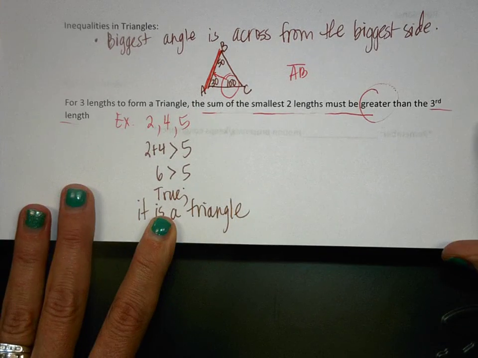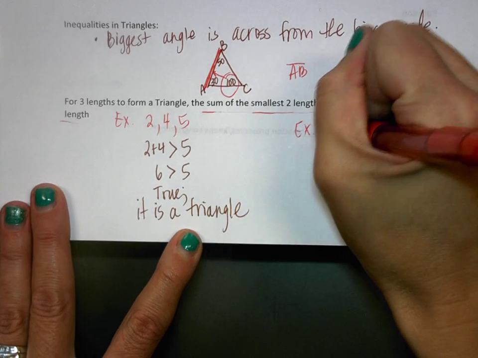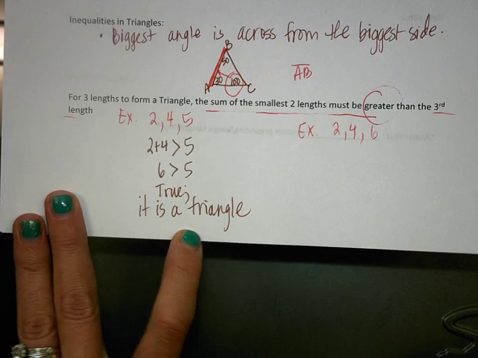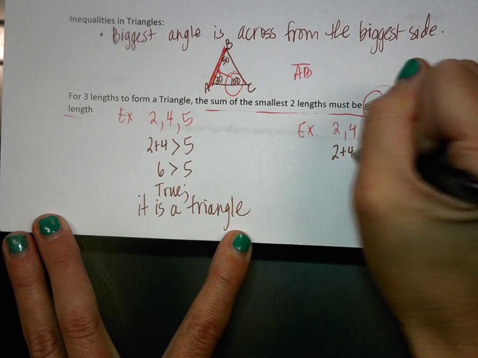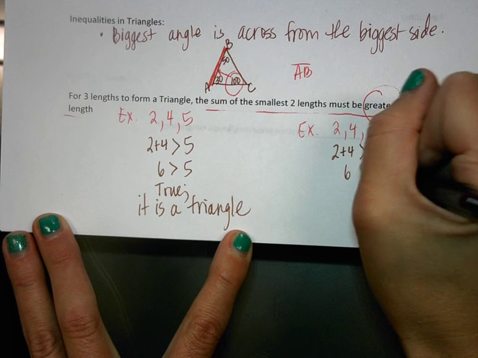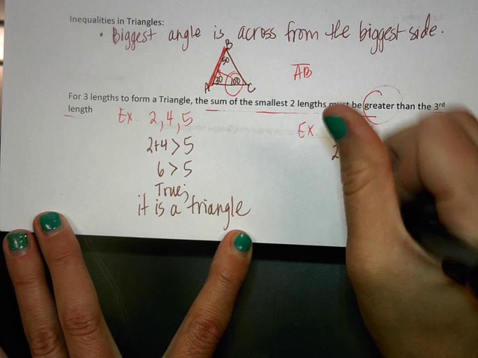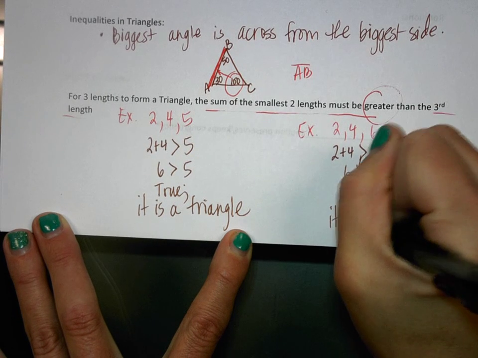Now let's say we have a triangle that is 2, 4, and 6. Is that going to be a triangle? Good. So if we add 2 plus 4, is that greater than 6? Is 6 greater than 6? No. It has to be greater than. So we would say false, and that it is not a triangle.